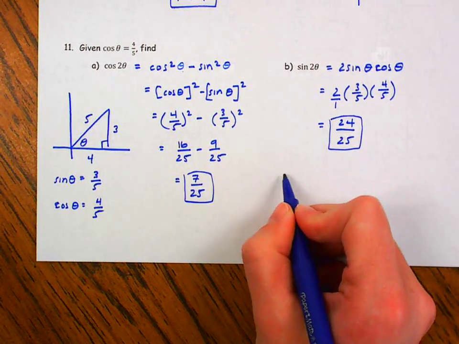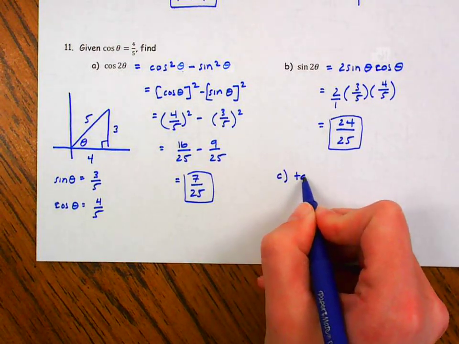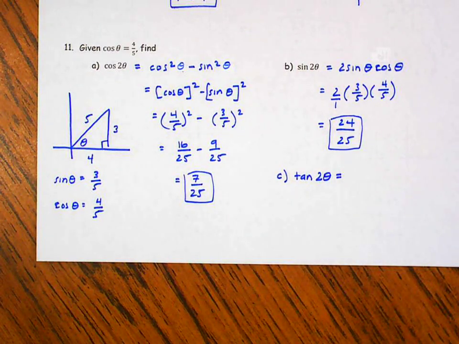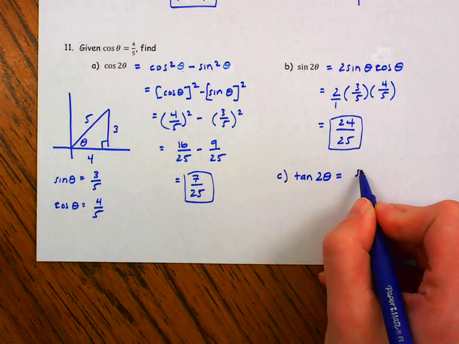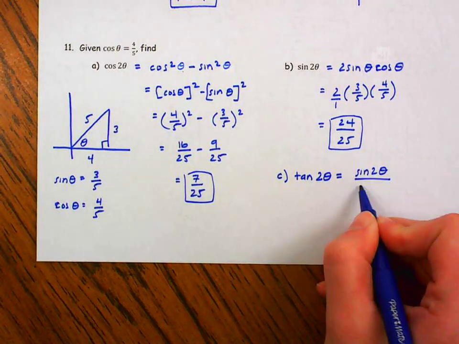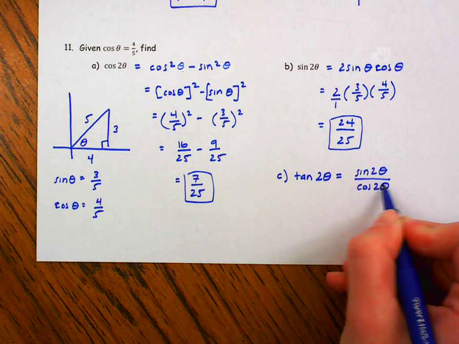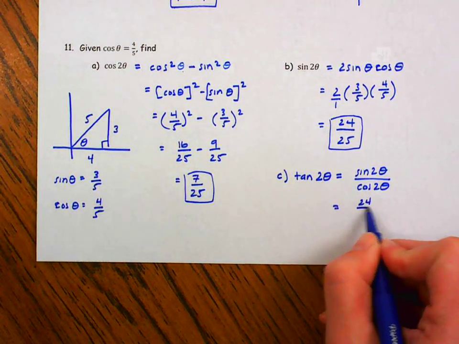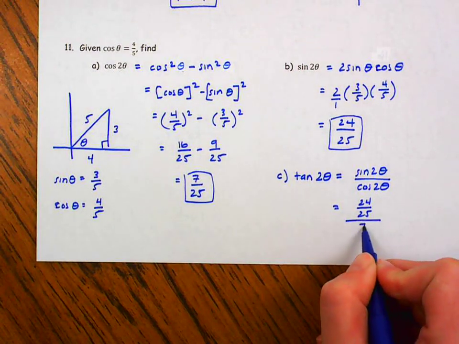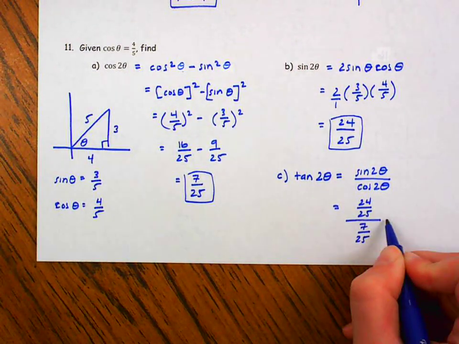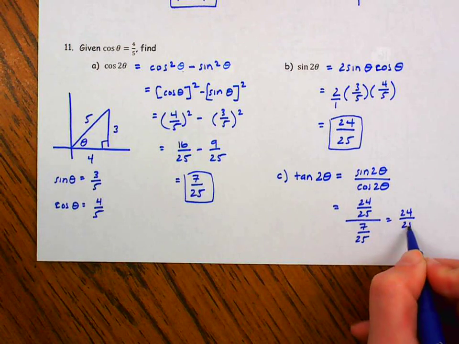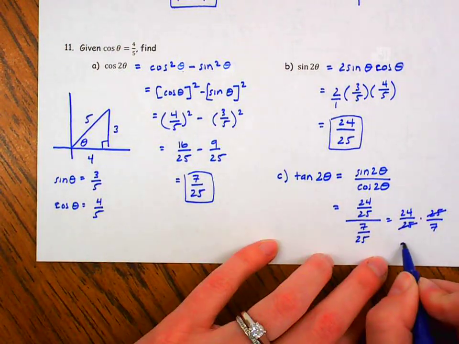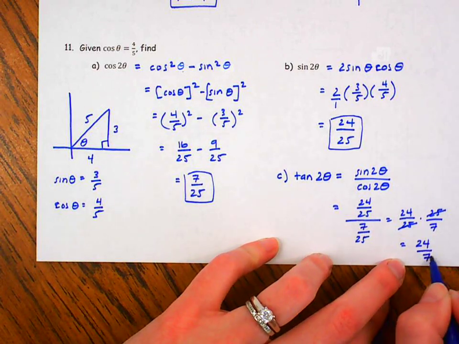Here's something else that I could ask you on the test. Well, remember, tangent is just sine over cosine. So I have sine of 2 theta, I have cosine of 2 theta. Sine of 2 theta was 24 over 25. Cosine of 2 theta was 7 over 25. I can do a copy dot flip. So you'll notice my final answer would be 24 over 7.